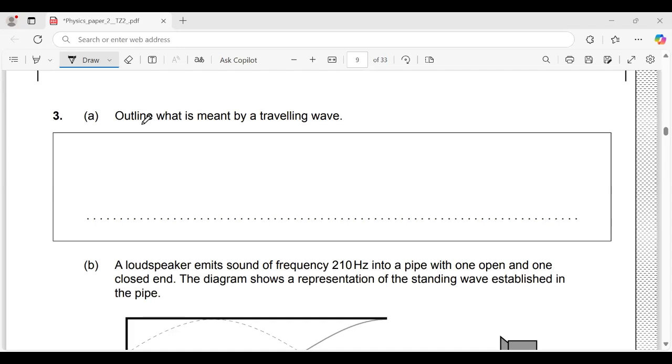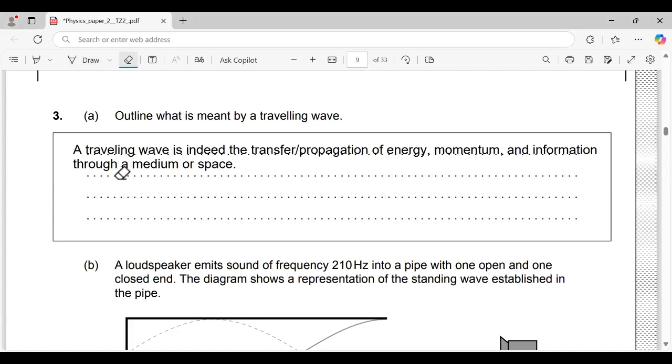Number three, outline what is meant by a traveling wave. I have provided my explanation about this. A traveling wave is the transfer or propagation of energy, momentum, and information through a medium or space.